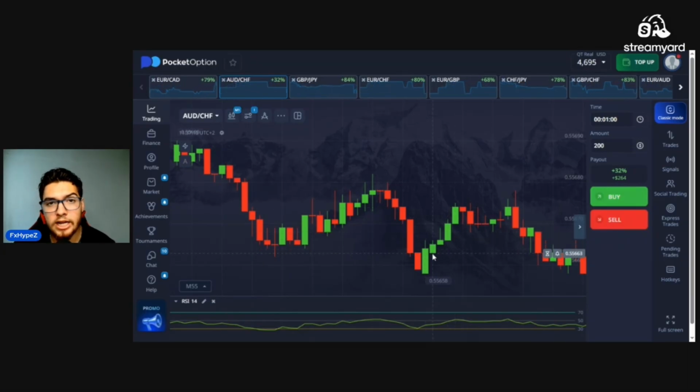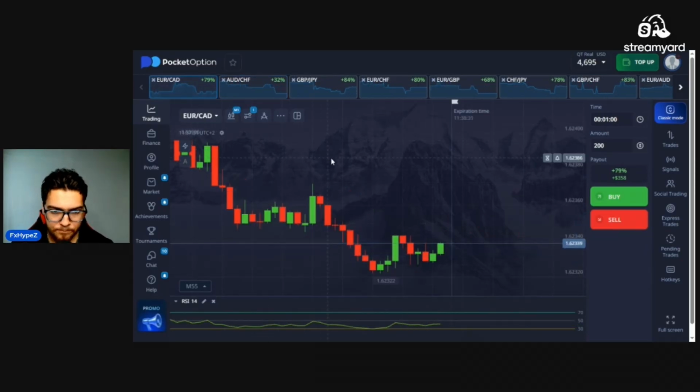This was a beautiful trading opportunity, but that's bullish divergence. Bullish divergence in a nutshell. Now, the same thing applies with bearish divergence, just the opposite. We'll take a look at an example here.